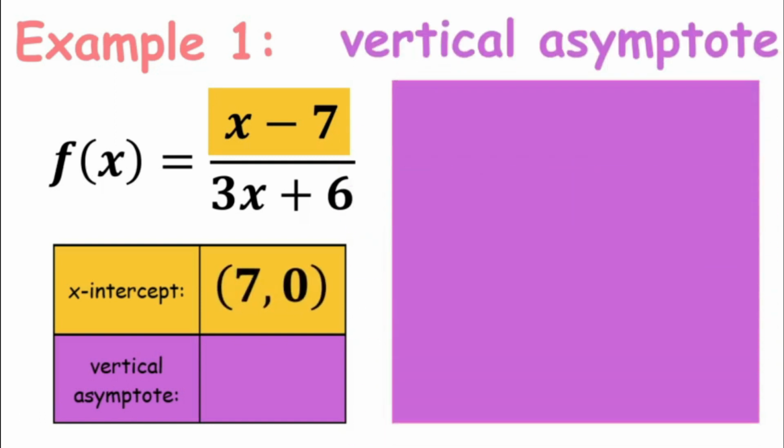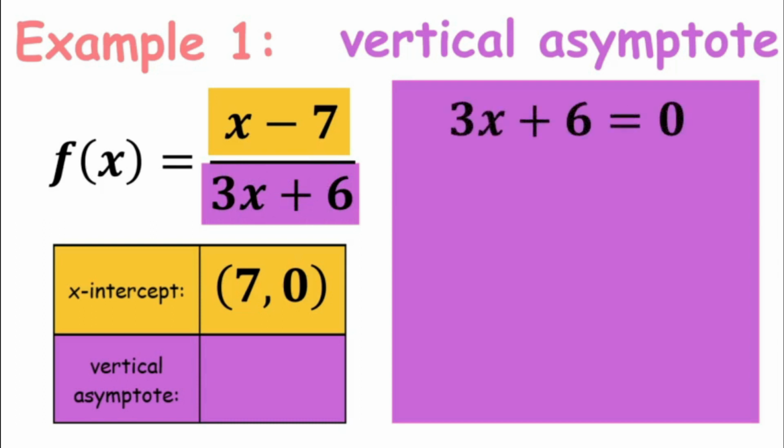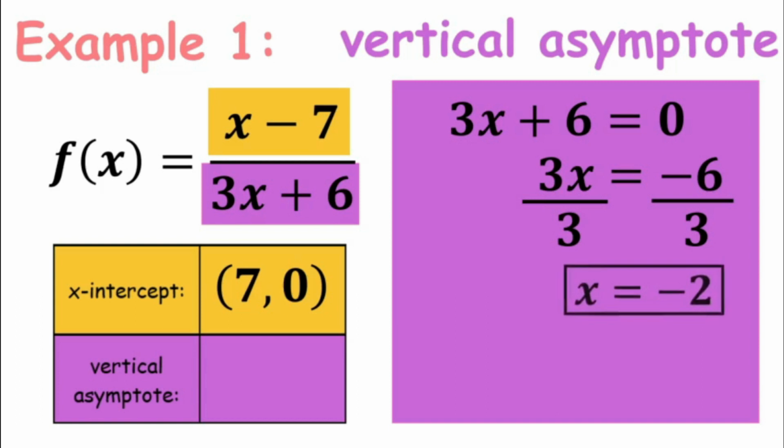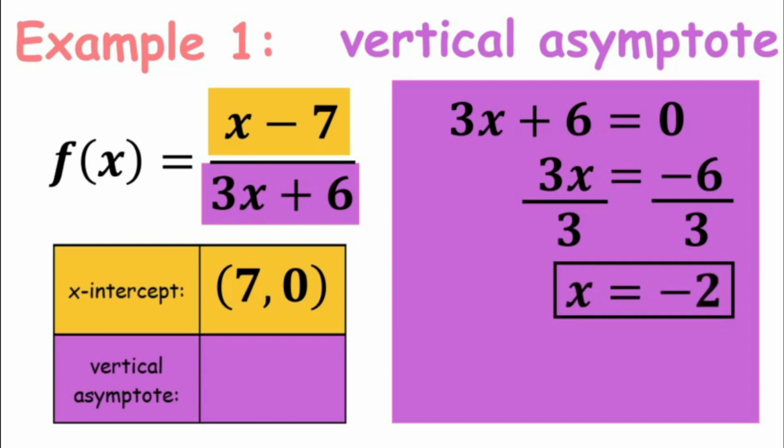To solve for the vertical asymptote, just equate the denominator to 0, then solve for x. 3x plus 6 is equal to 0. Transpose positive 6, we have 3x is equal to negative 6. Divide both sides by 3, we have x is equal to negative 2. The vertical asymptote is x is equal to negative 2.